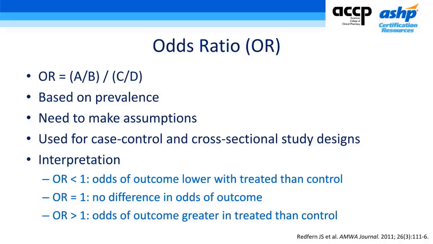And so as far as the interpretation of the numerical value that is typically provided to us in results, if the odds ratio is equal to 1, that means the numerator and denominator are the same, and so there is no difference in the odds of the outcome. Now, if the odds ratio is less than 1, the odds of the outcome are lower with treated than those in the control group. And then conversely, if the odds ratio is greater than 1, the odds of the outcome are greater in those who were in the treatment group versus the control group.